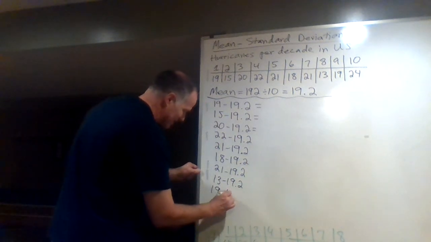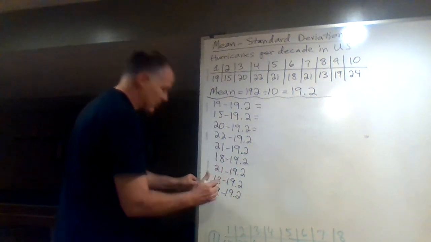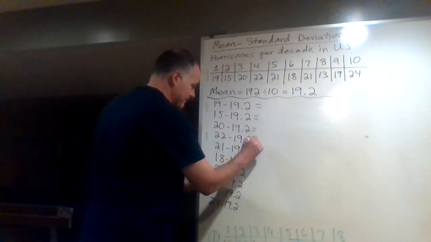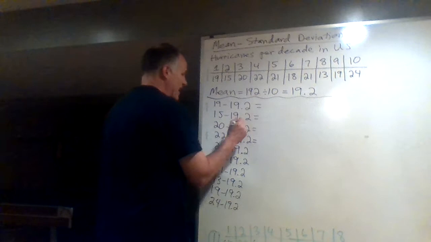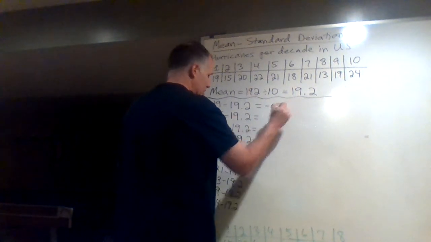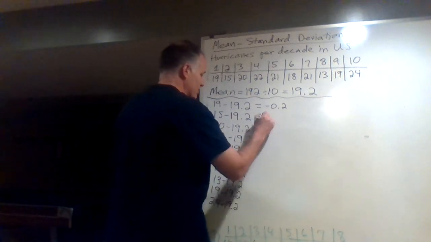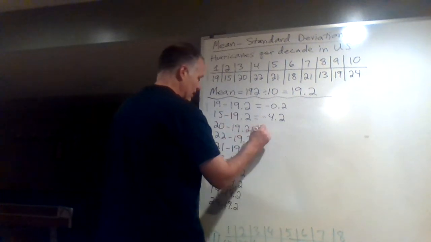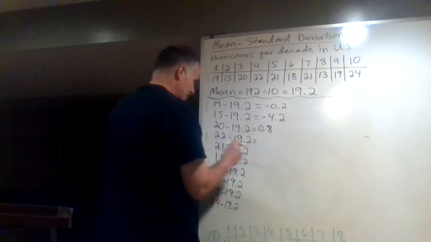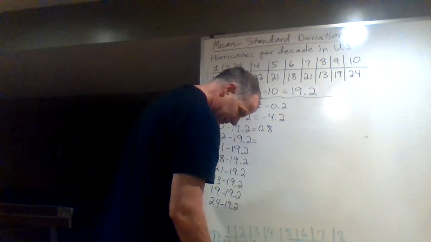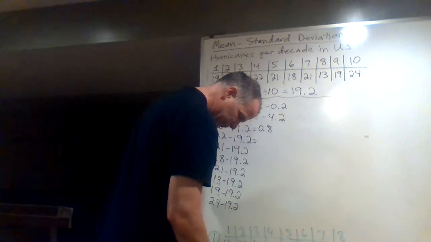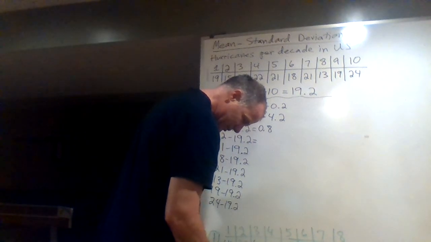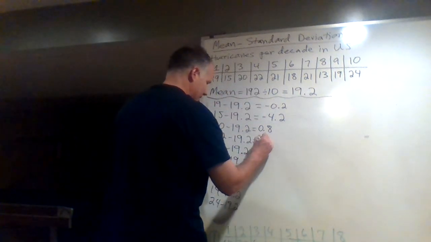13, 19 minus 19.2. Now, some of these numbers repeat, so we can go a little faster through those. 19 minus 19.2, that's going to be negative 0.2. 15 minus 19.2, negative 4.2. 20 minus 19.2, that's going to be 0.8. 22 minus 19.2, typed it in wrong, 19.2, okay, 2.8.